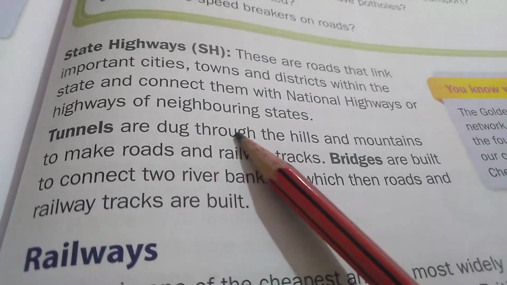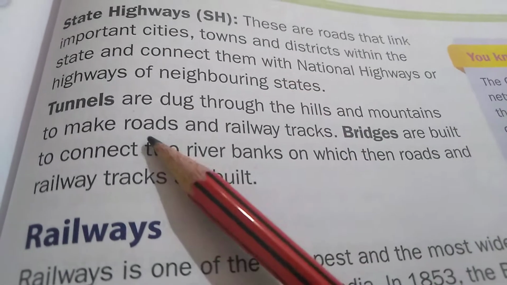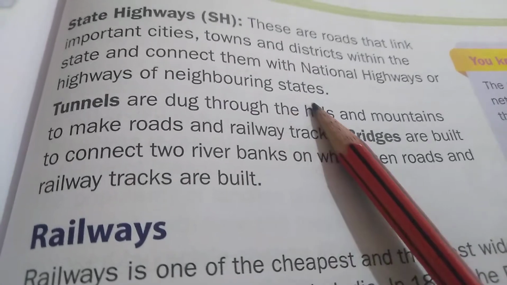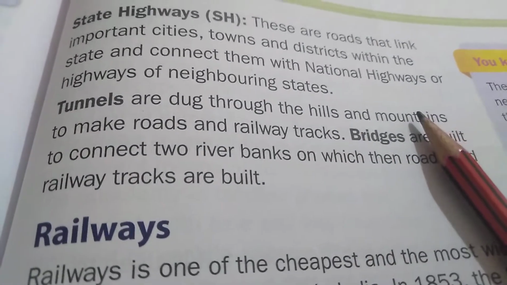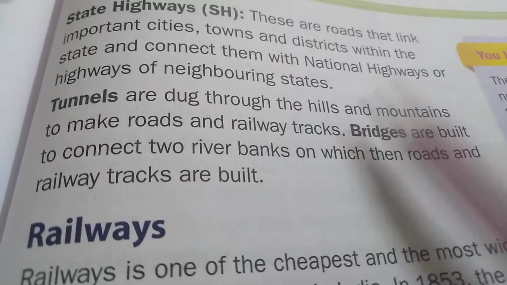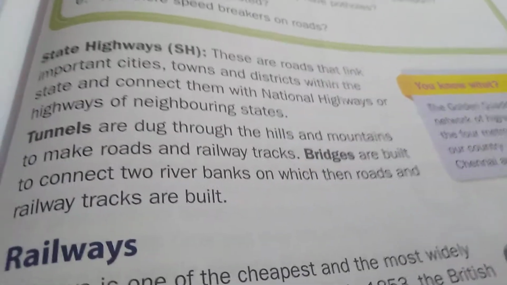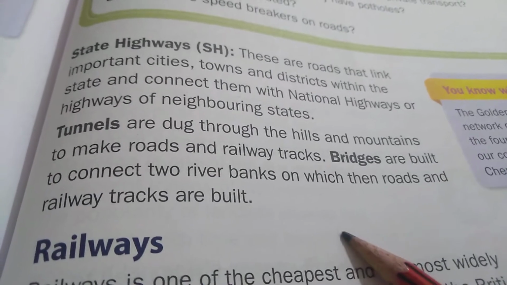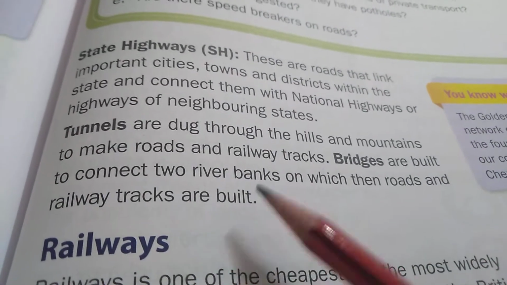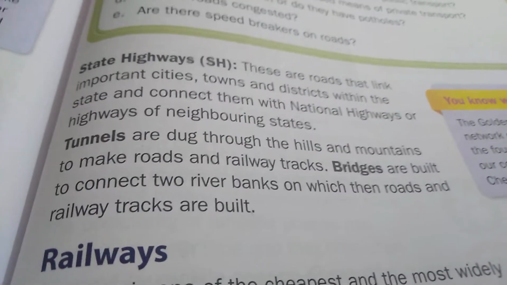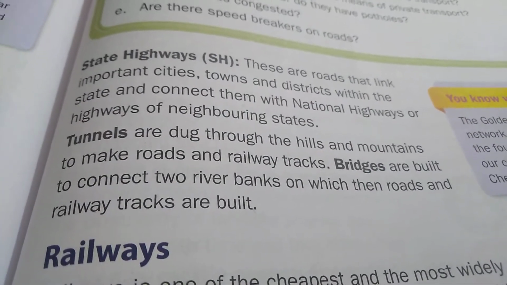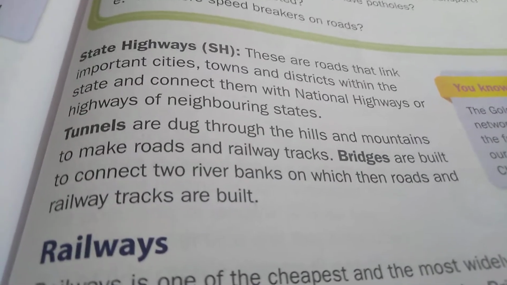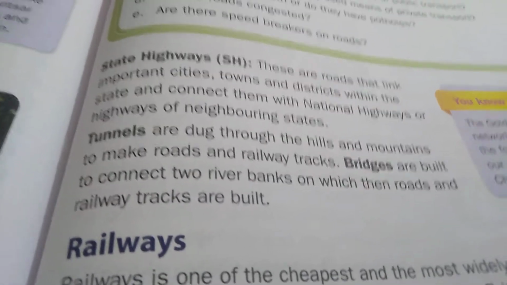Tunnels are dug through the hills and mountains to make roads and railway tracks. Here tunnels are dug through the hills and through the mountains. For what? To make roads and railway tracks. Bridges are built to connect two river banks, on which roads and railway tracks are then built. We can find bridges built to connect two river banks, from that side to this side, on which roads and railway tracks are then built.